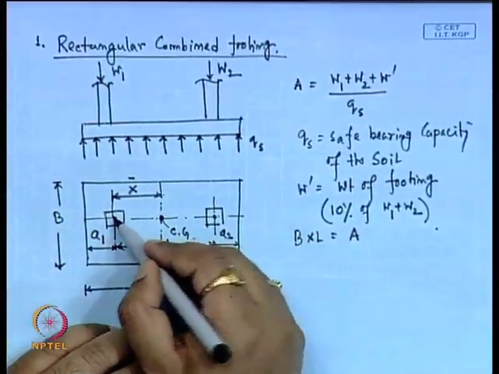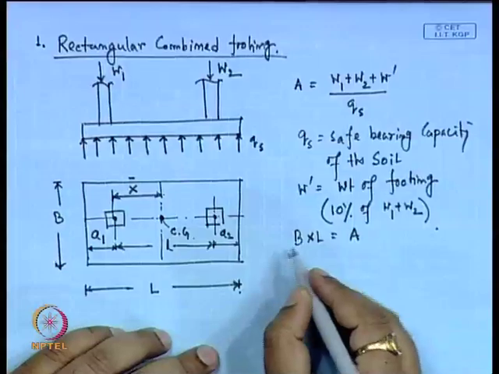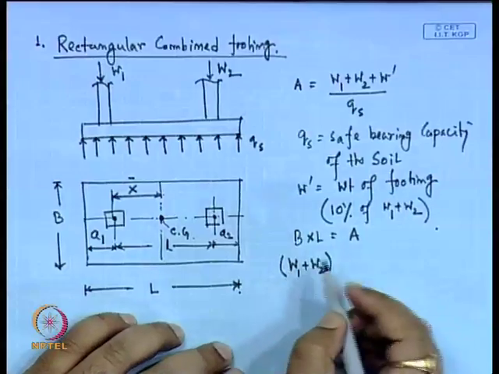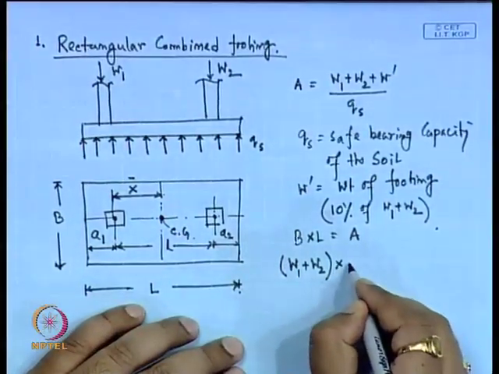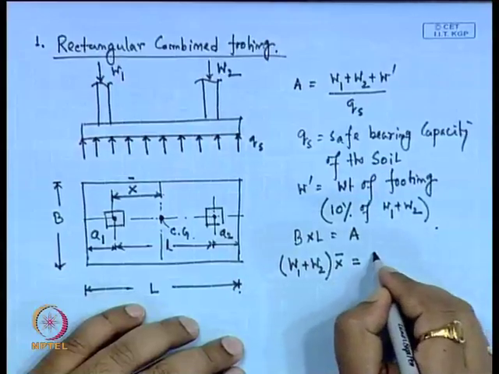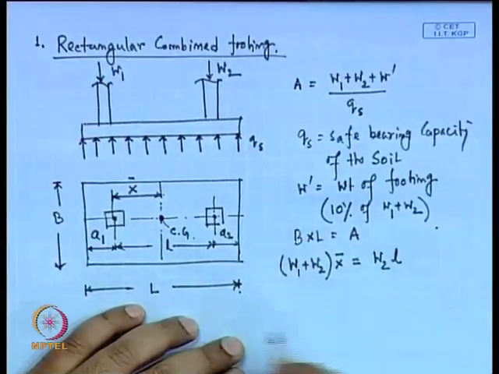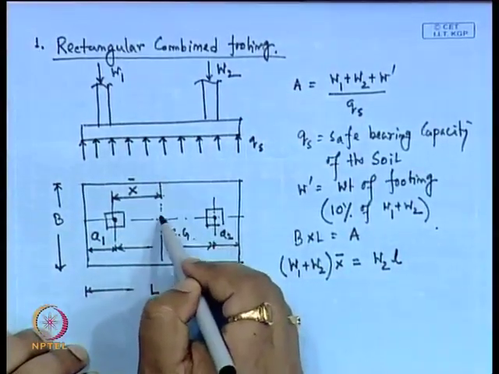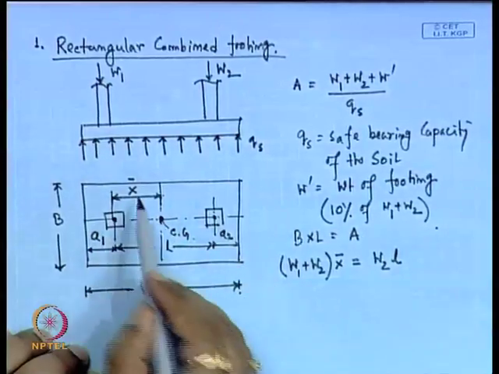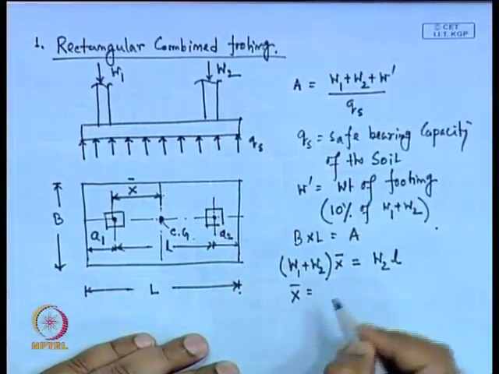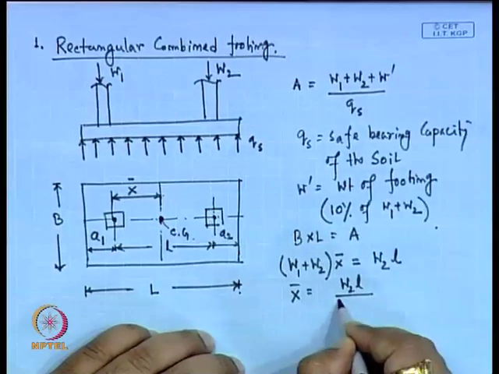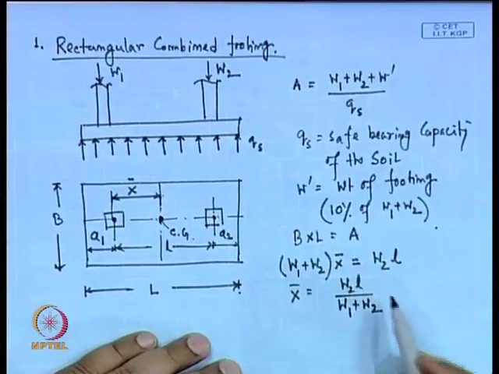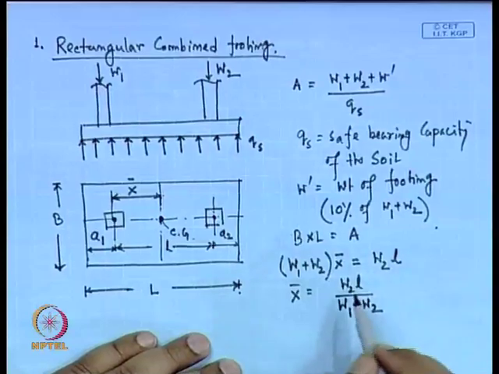Now, if we take the moment at the first column center, then we can write that W1 plus W2, that is the total resultant force, into x bar is equal to W2 into L. So if I take the moment from the center of the first column, W1 plus W2 acts at the CG, and this is the x bar. So x bar will be W2 into L divided by W1 plus W2. Here W1 is known, W2 is known and small L is also known.